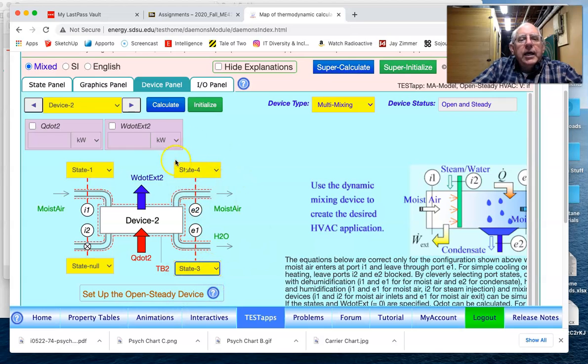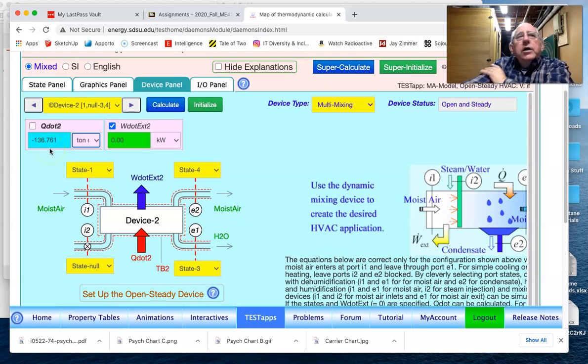And so I want to go to state 4, but I also want to take out the liquid water. With this, and with no work, I then see my heat transfer is this, and in tons of refrigeration, it's 136, as compared to the total of 181.